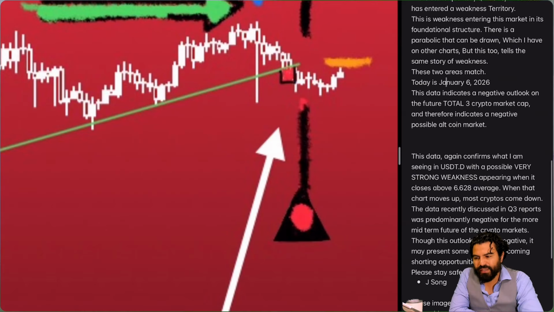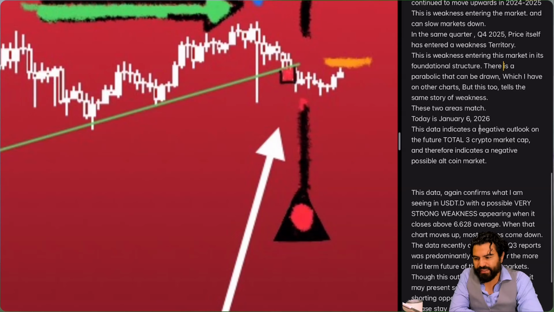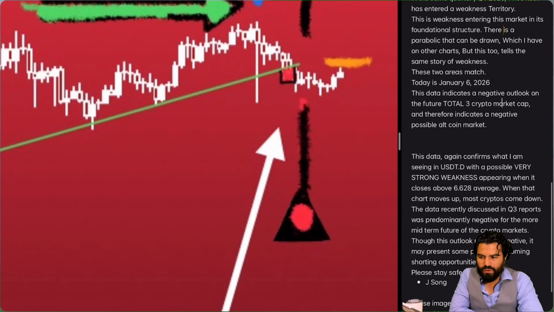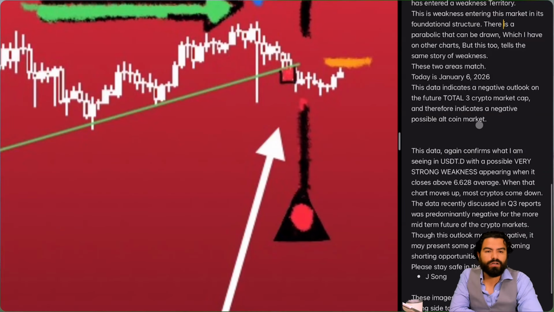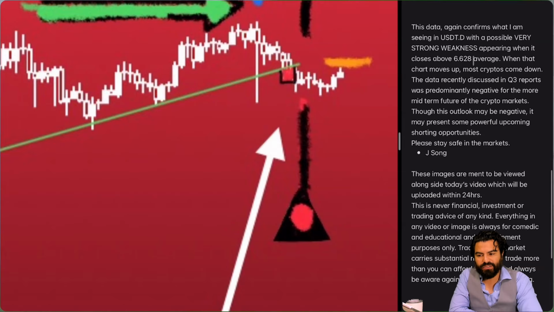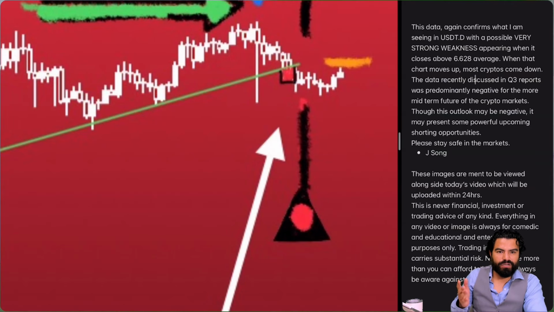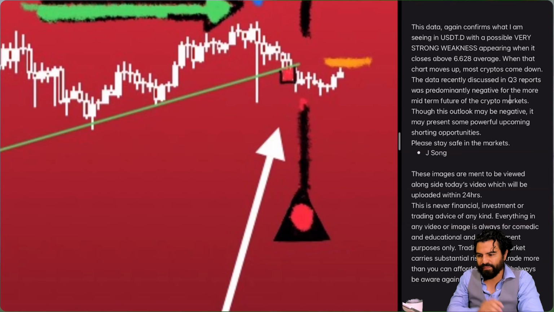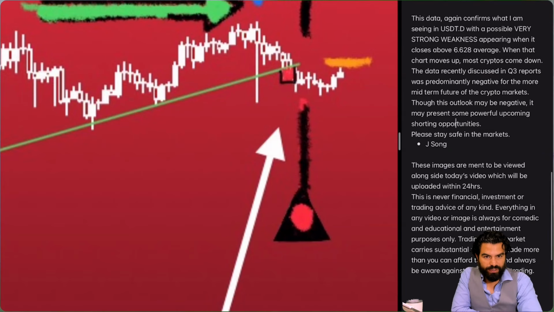These two areas match. Now this is today, January 26th. This data indicates a negative outlook for the future total 3 crypto market cap, and therefore indicates a negative possible altcoin market. This data again confirms what I'm seeing in USDT.D with a very possible, very strong weakness appearing when USDT.D closes above 6.628. When that chart moves up, most cryptos come down. That's why that chart gives you almost everything you need to know about the markets. Okay. Though this outlook may be negative, it may present some powerful upcoming shorting opportunities.